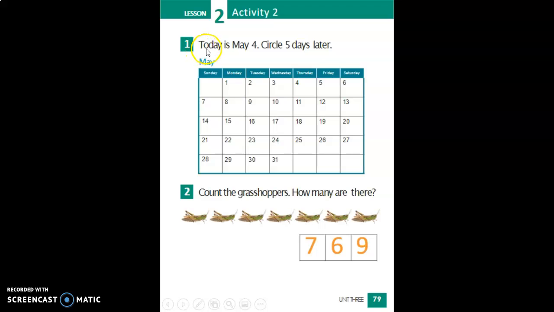Question number 1. Today is May the 4th, which is right here, May 4th. Circle 5 days later. So you count 5 days after, and then you circle it. Question number 2. Count the grasshoppers. How many are there? So you count them and you circle the number.